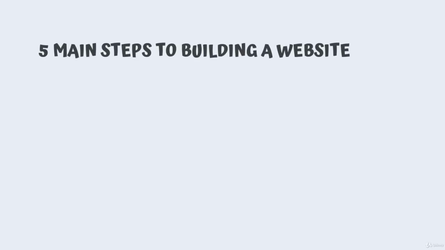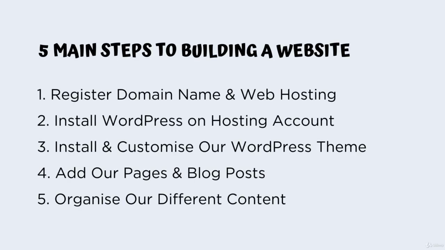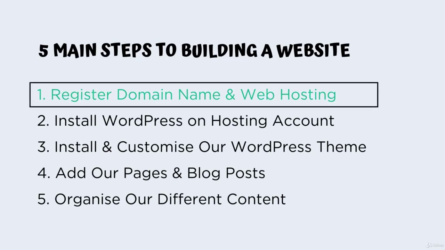Okay, so there really are only 5 main steps we need to follow in order to build a WordPress website like the one we just saw. So first we need to register a domain name and web hosting for our site, and just to quickly explain what these are for anyone who doesn't know already, a domain name is usually the title of a website or business with www before it and .com after it, and it's what we type into our internet browser to visit a specific website. So for example, www.google.com. Or sometimes domains can end with different extensions like .co.uk or .net.